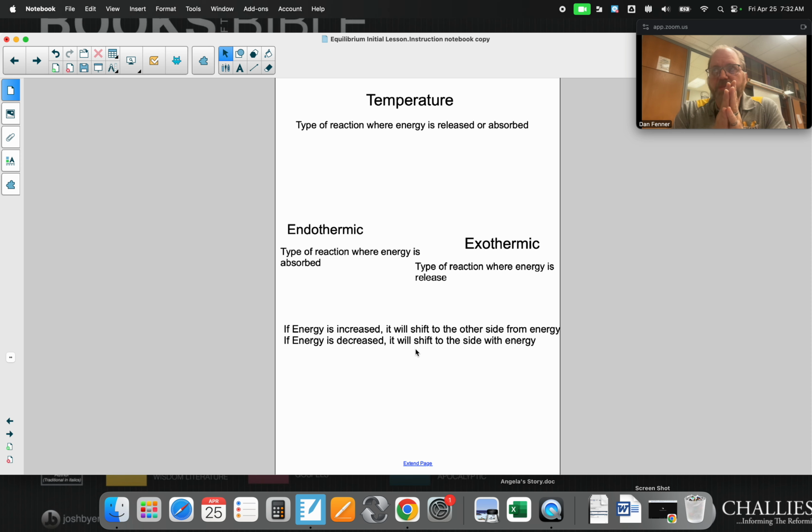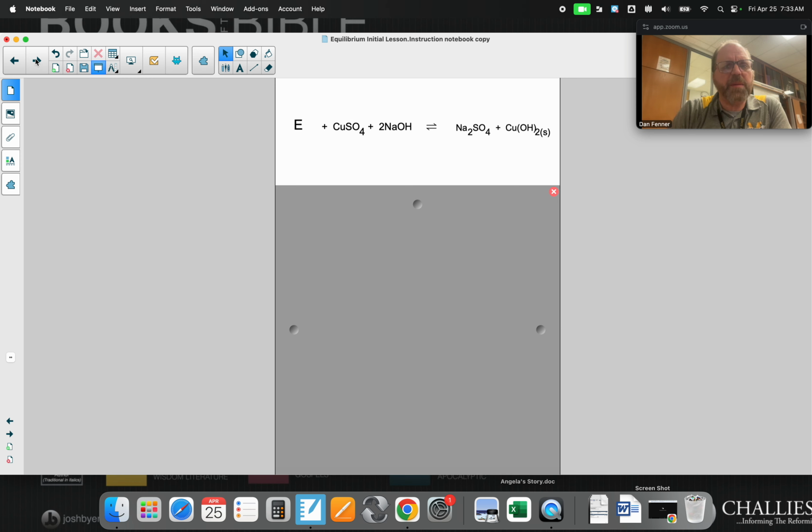The way that I try to explain it to my students is it's like a bathtub. You turn the water on in the bathtub, the water flows away. So the same thing, you put more energy in, it's going to flow away to the other side. Bathtub, you pull the plug, it's going to go to where the plug is. So if I'm decreasing on a side, it's going to fill that side in, it's going to shift back over. So let's take a look at an example here.